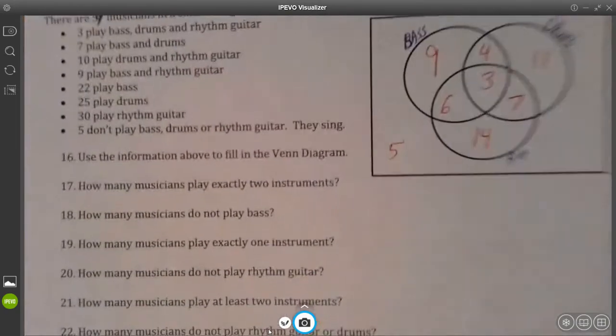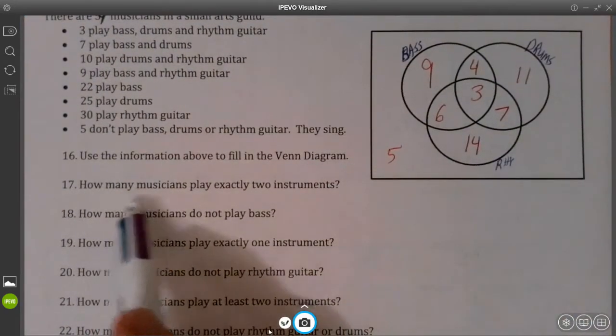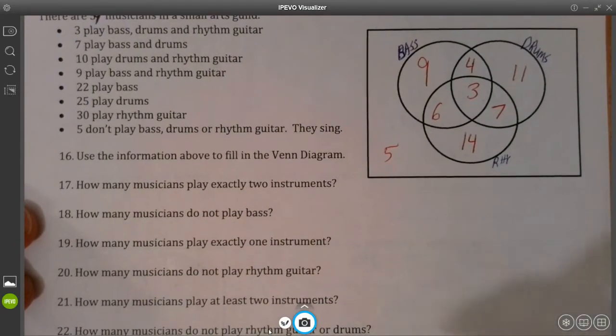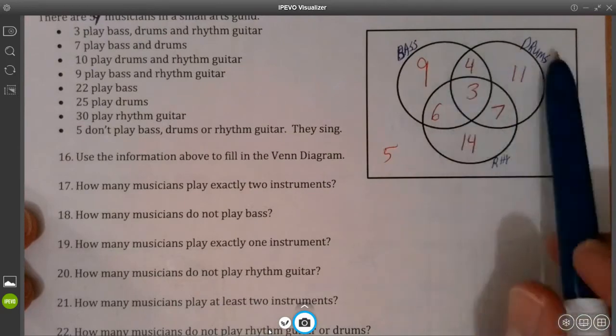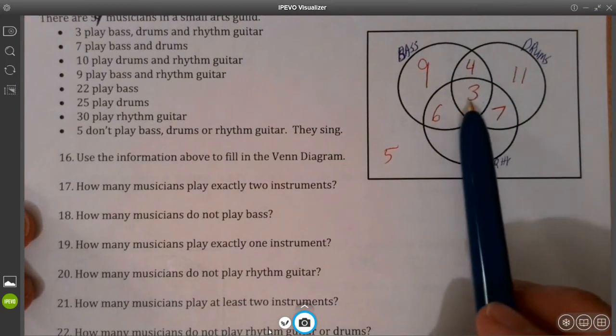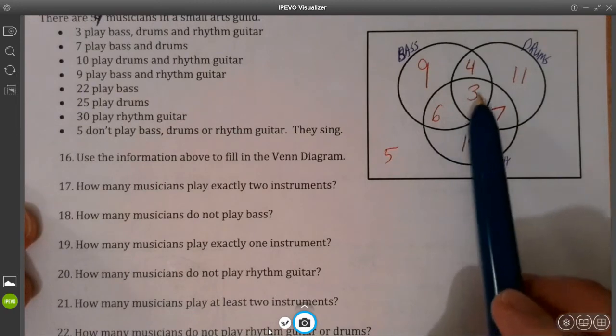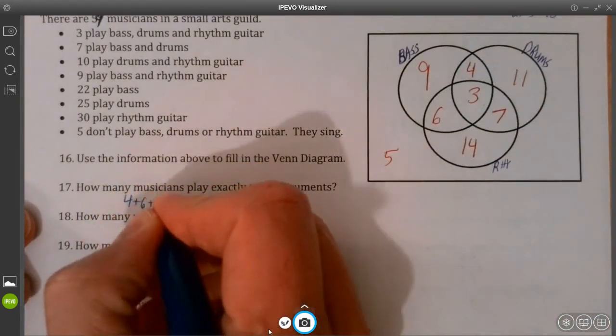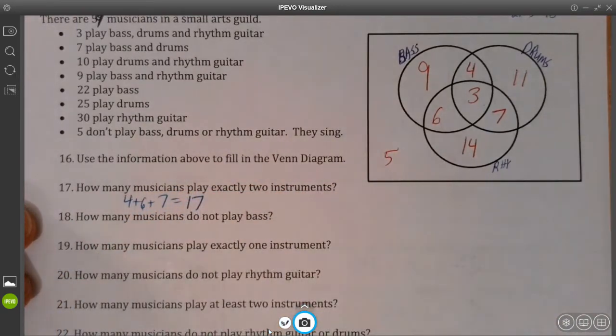Use the information above to fill in the Venn diagram. Done. How many musicians play exactly 2 instruments? That would be bass and drums, bass and rhythm, or drums and rhythm, but exactly 2, not these 3 people that play all 3. So it's going to be the 4, the 6, and the 7. So 4 plus 6 plus 7. That's 17.